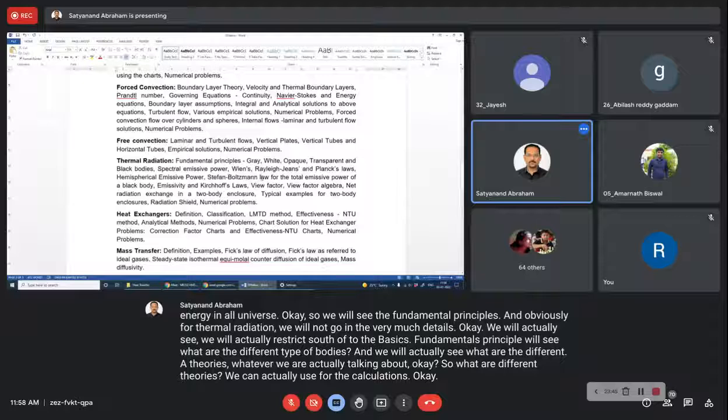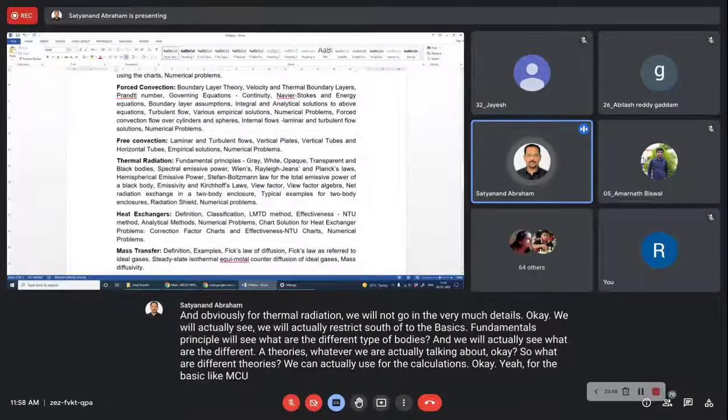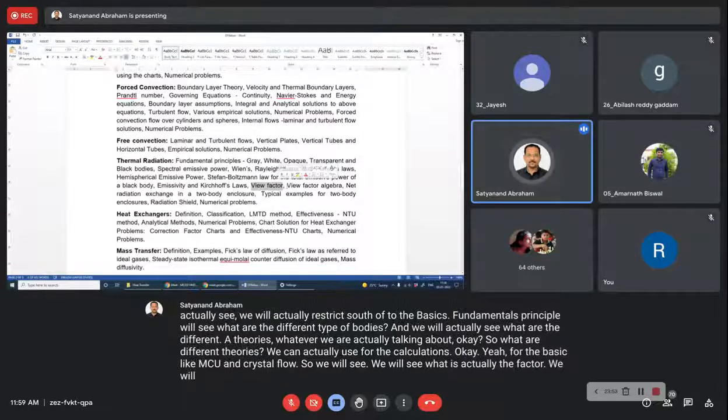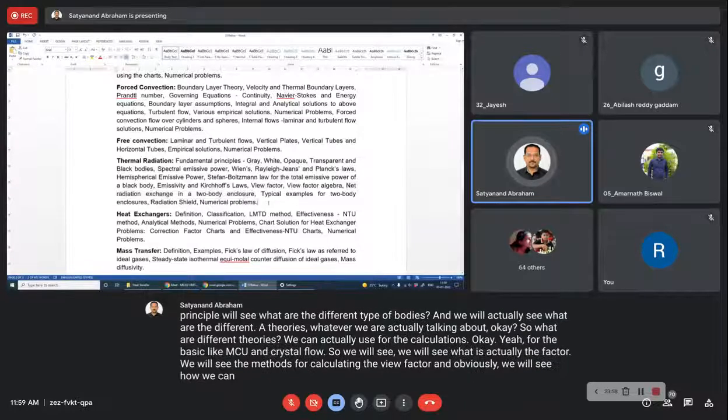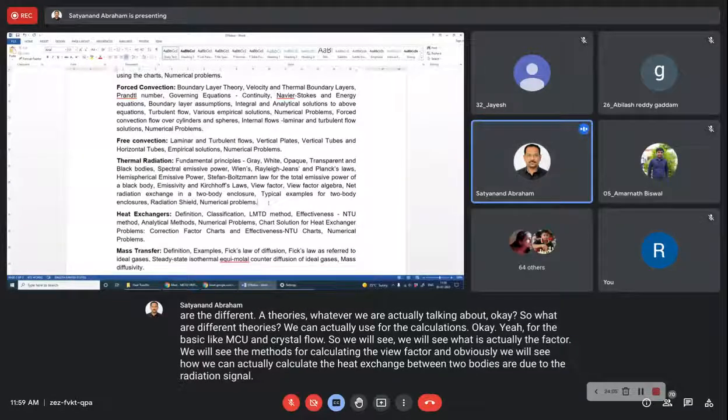For the basics, like emissivity and Kirchhoff's laws, we will see what the view factor is. We will see the methods for calculating the view factor, and obviously we will see how we can calculate the heat exchange between two bodies due to radiation. Also, we will see radiation shielding and all those things.